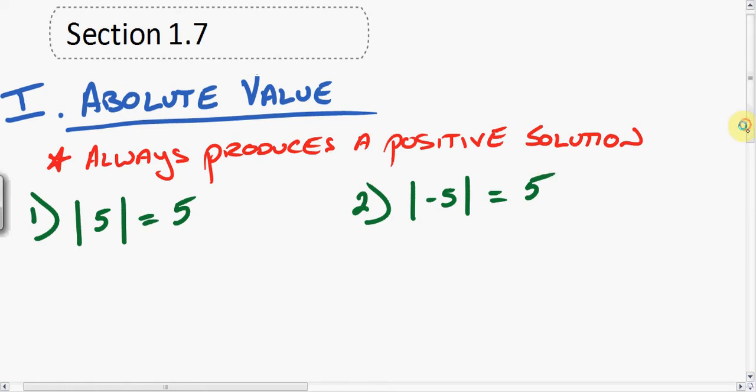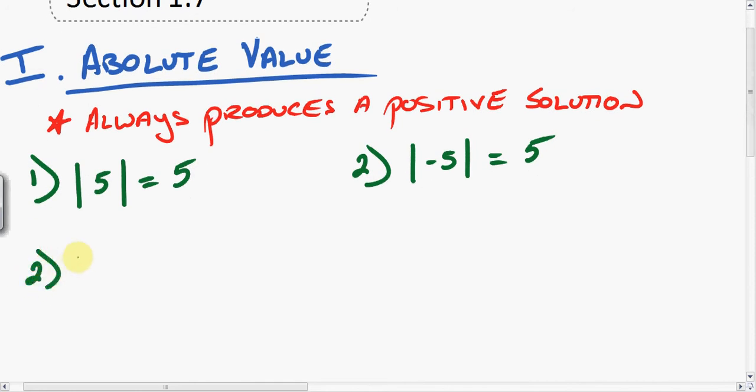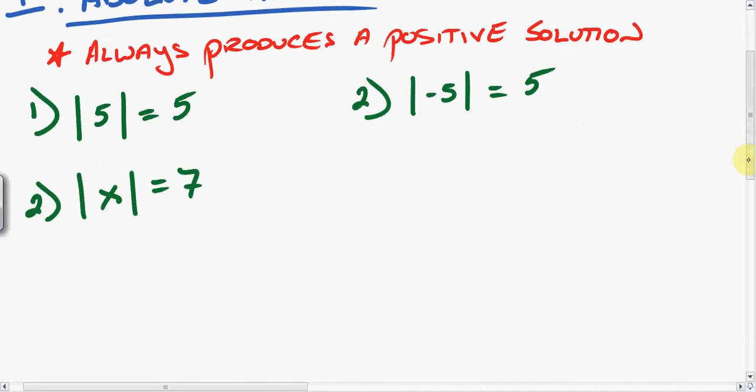Sometimes, as I said, you can have just a variable in there. So the absolute value of x equals 7. What is x? What numbers could you put in for x that will produce a result of 7? Well, if we set x equal to positive 7 and plug it in, what's the absolute value of positive 7? 7. And I also need to include the opposite of 7, so negative 7.